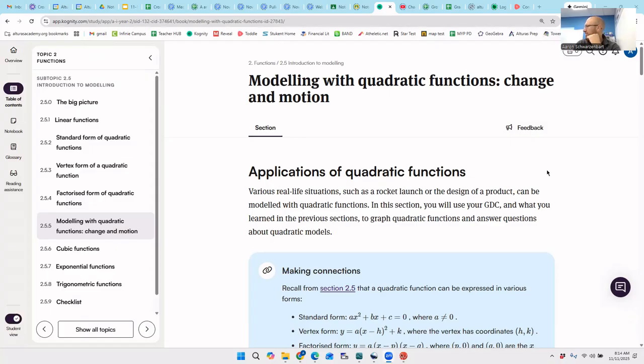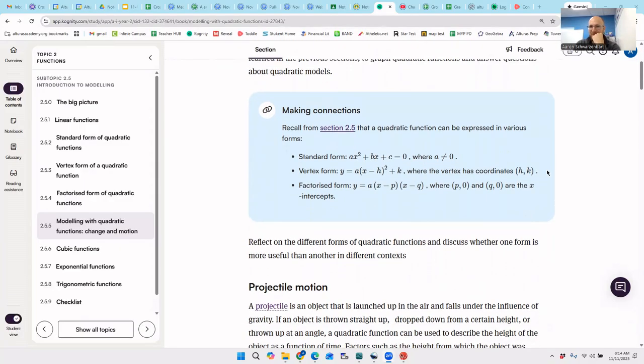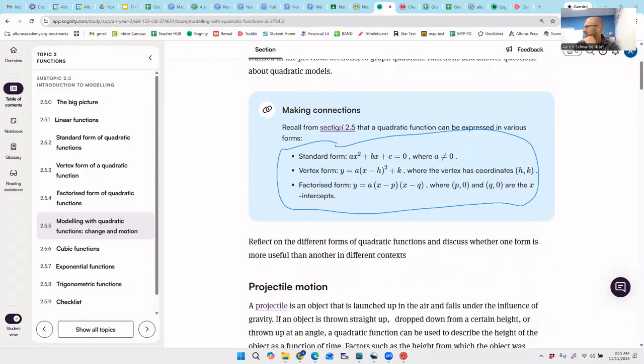Quadratic functions and applications. Lots of applications of quadratic functions. One, these are three forms that you should know and have known for a few years now.